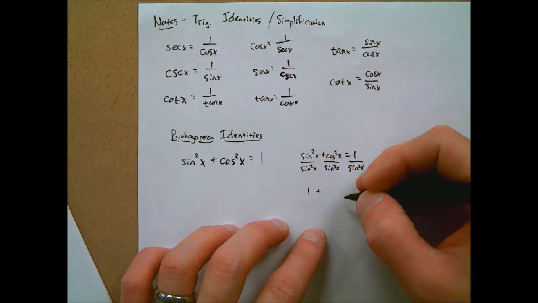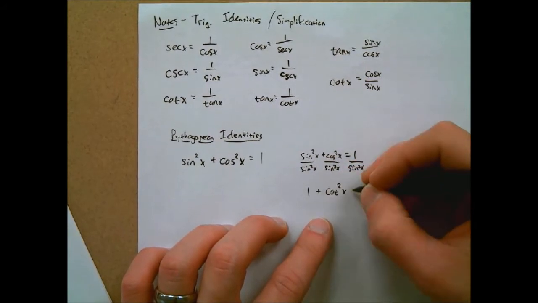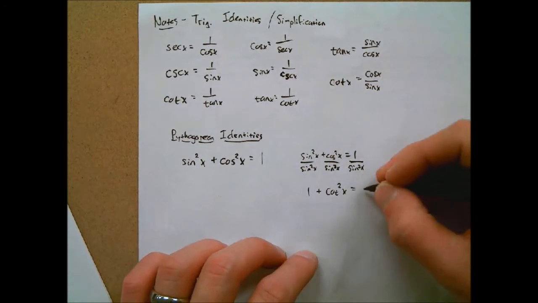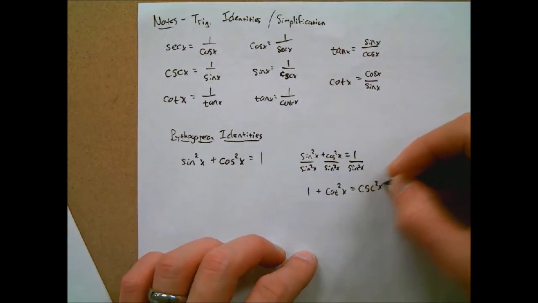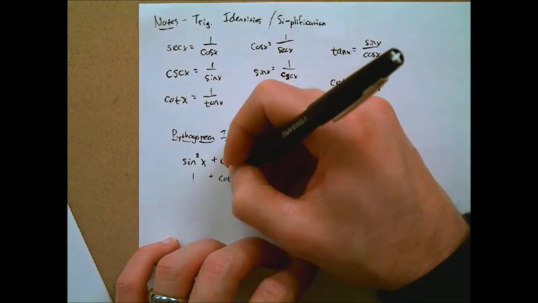Not tangent. Cotangent. Yeah, sorry, I thought I heard people say cotangent. It's cotangent squared equals, and that's 1 over sine squared. It's the same as what? Cosecant squared of x. Okay, so that's another one here: 1 plus cotangent squared x equals cosecant squared of x.